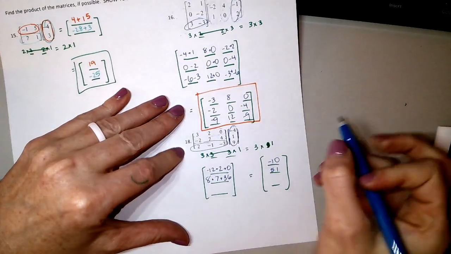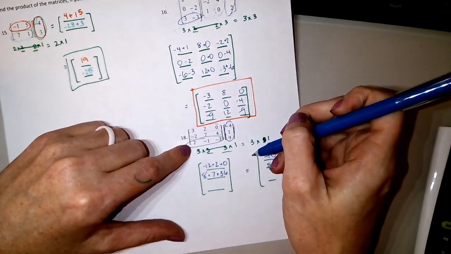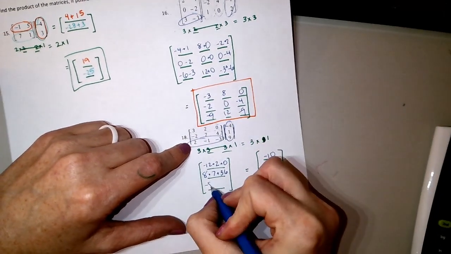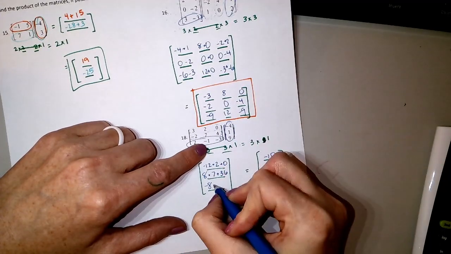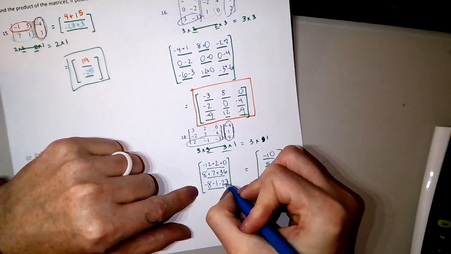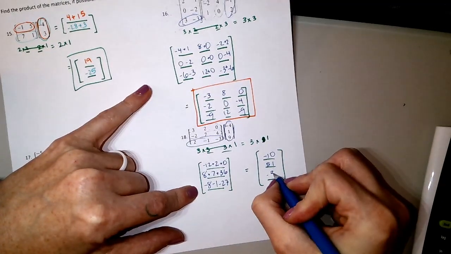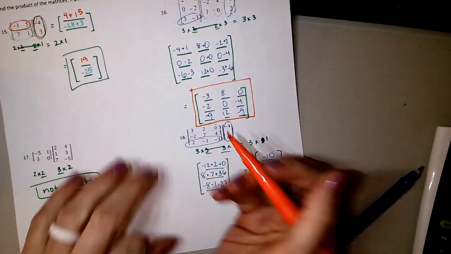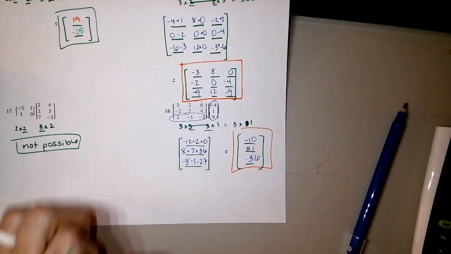So we're going to have the third row with this column. So 2 times negative 4 is negative 8. Negative 1 times 1 is negative 1. Negative 3 times 9 is negative 27. Together, that gives me negative 36. This is going to be your final answer.